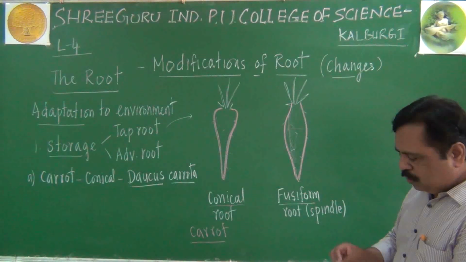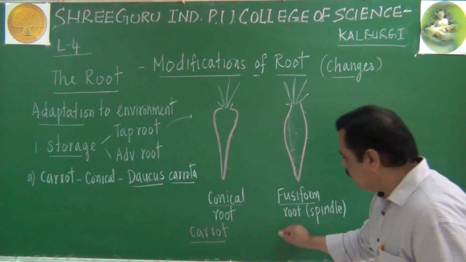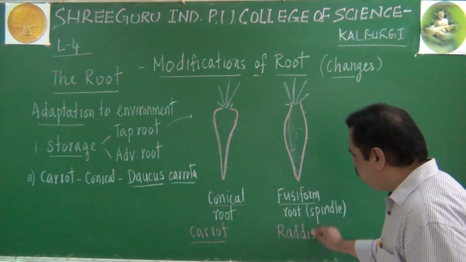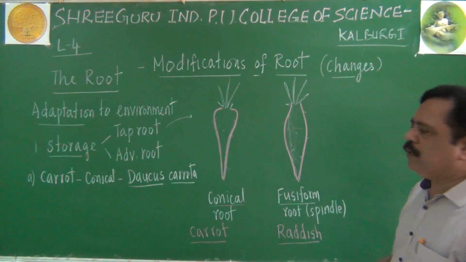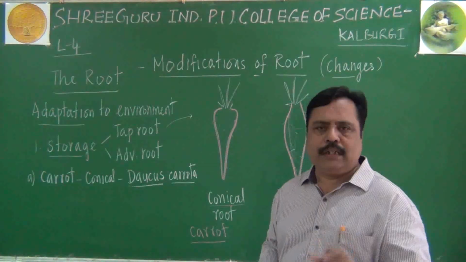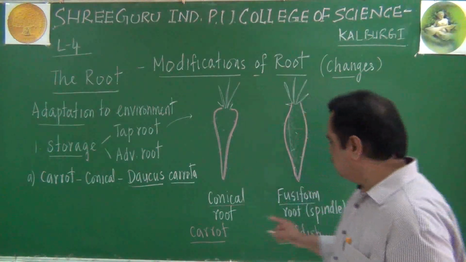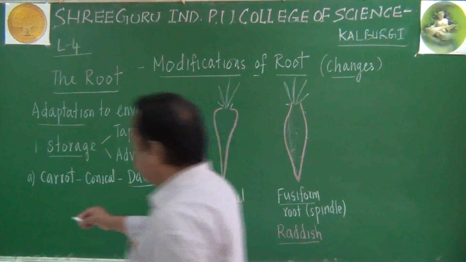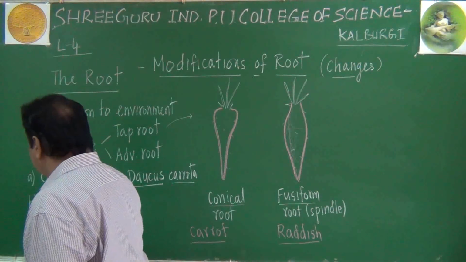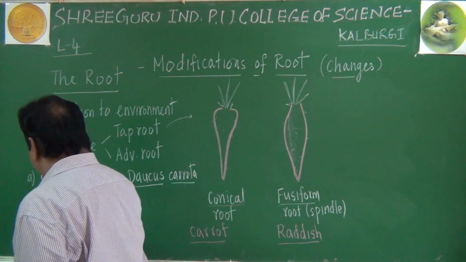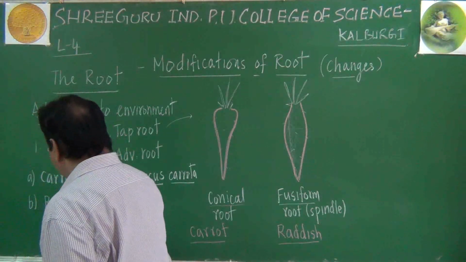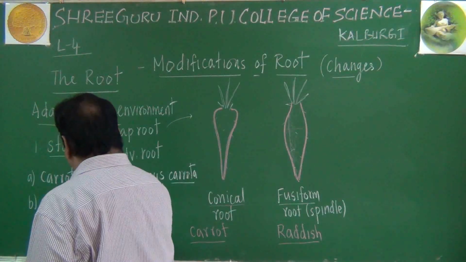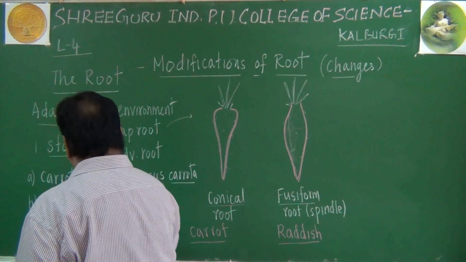This fusiform root can be found in the case of radish. Remember, radish is the best example for fusiform root. Mullangi, that mullangi or radish is the best example for fusiform root. So, let me tell you the second example here. That is radish. Remember, this radish belongs to which form? Fusiform root, we can say.